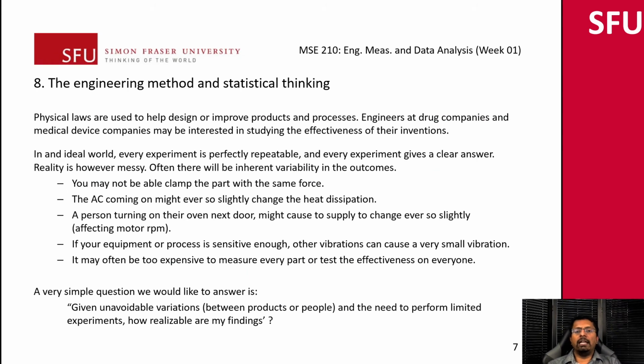So then the next thing is we're going to talk about the engineering method and statistical thinking. So physical laws are used to design or improve processes, and same thing when you're doing experiments, you get data from scientific principle. So for instance, in the engineering concept, engineers at drug companies or medical devices may be interested in studying the effectiveness of an invention.